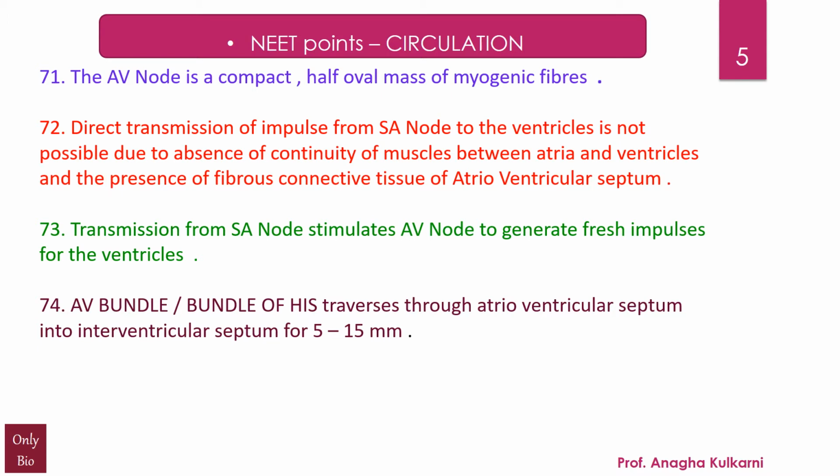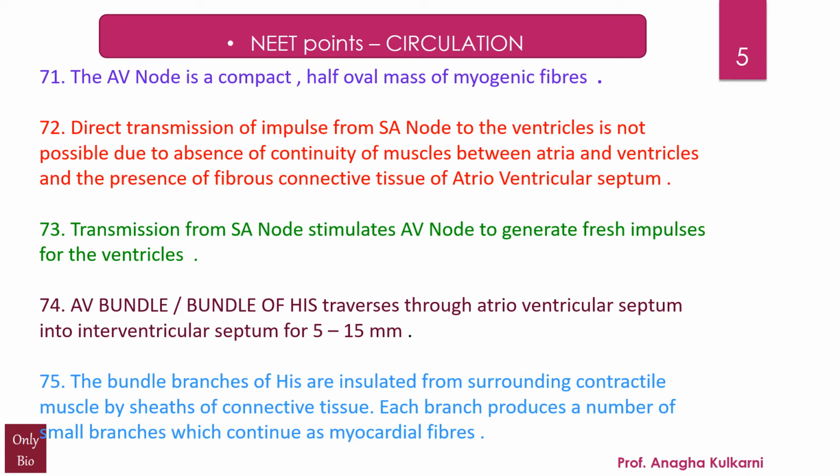Next, AV bundle or bundle of His traverses through atrioventricular septum into interventricular septum for 5 to 15 millimeters. Next, the bundle branches of His are insulated from surrounding contractile muscles by sheaths of connective tissue. Each branch produces a number of smaller branches which continue as myocardial fibers.